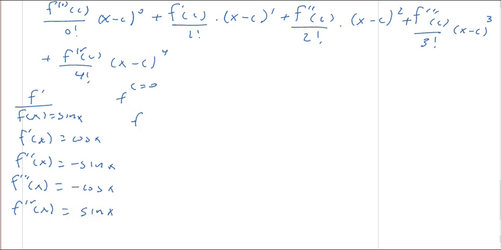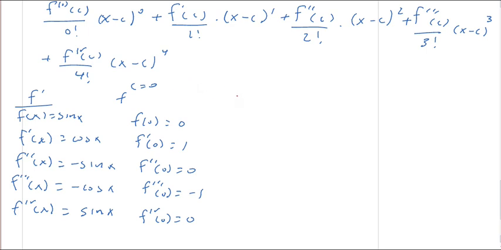Okay, let's plug them in. F of 0 is equal to 0. F prime of 0 is equal to 1. F double prime of 0 is equal to 0. F triple prime of 0 is equal to negative 1. And the fourth derivative of 0 is equal to 0. Okay, we're in excellent shape. Let me grab a different color for some contrast. Okay, let's start plugging in.